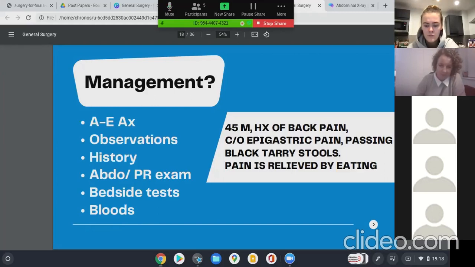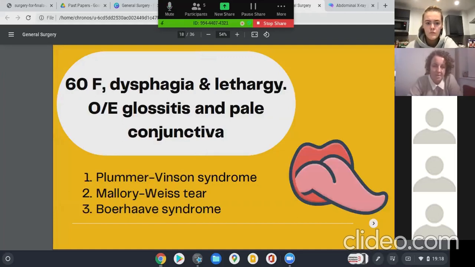Okay, so moving on, we've got a 60-year-old female who's presented with dysphagia and lethargy. And on examination, she's got glossitis and pale conjunctiva. So glossitis, if you're not sure, is basically quite a large tongue that's quite smooth. So I'll let you have a moment to think about that.